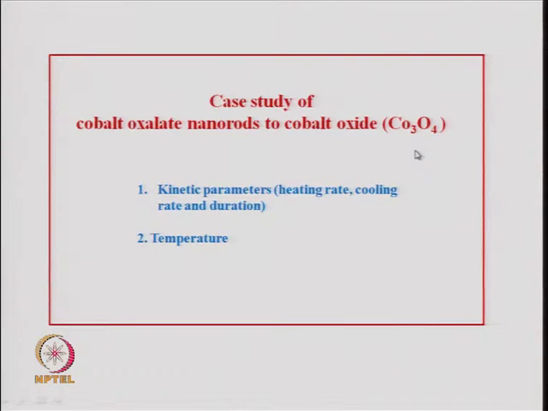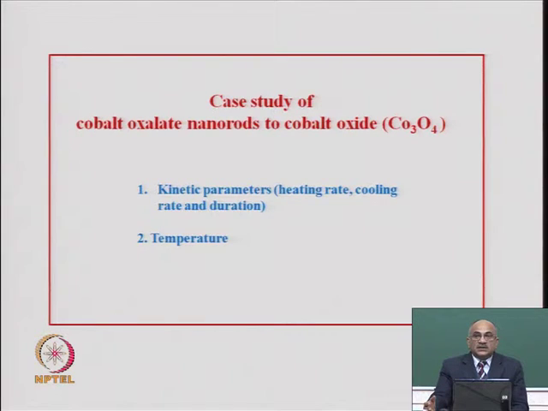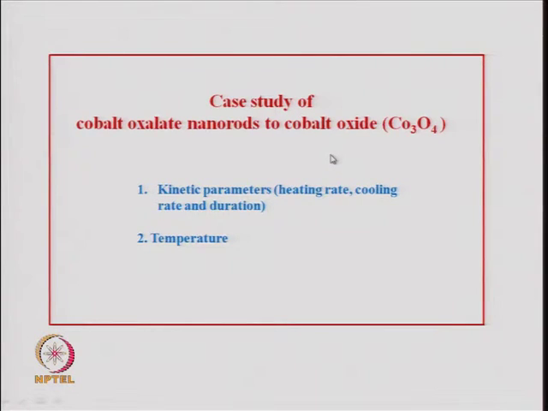You can have cobalt oxide with one cobalt and one oxygen. You can have cobalt oxide with two cobalts and three oxygens, and you can have this cobalt oxide with three cobalts and four oxygens. Now, you can study the change from oxalate to oxide using different kinetic parameters and see how the shape of the particles gets affected, and you can also see how the length of the rods gets affected, and instead of spheres, whether you can get some other kind of assemblies.